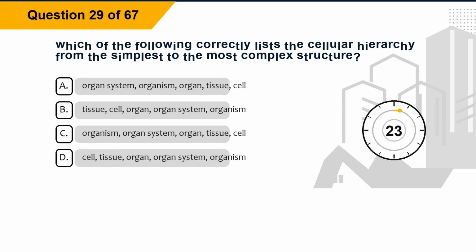Question 29. Which of the following correctly lists the cellular hierarchy from the simplest to the most complex structure? Option A, organ system, organism, organ, tissue, cell. Option B, tissue, cell, organ, organ system, organism. Option C, organism, organ system, organ, tissue, cell. Option D, cell, tissue, organ, organ system, organism.